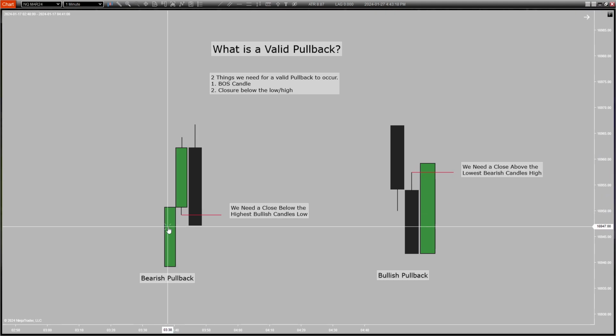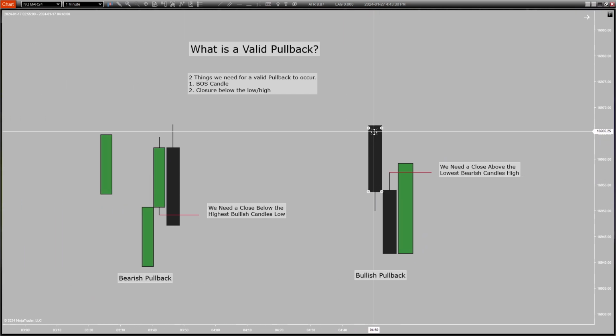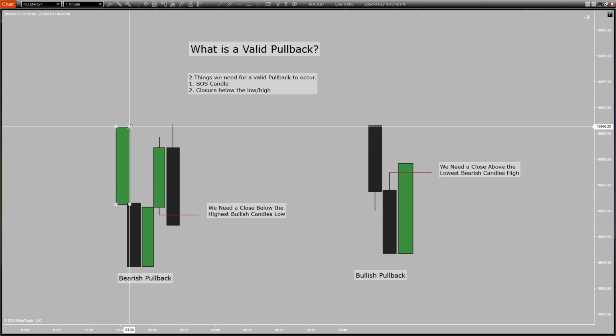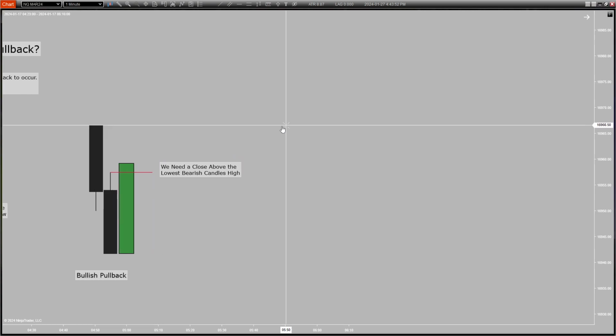For example, say there was a bullish candle somewhere to the left, over here, and a candle here that pushed it down, and this candle right here didn't close higher than this. So that's not a valid break of structure candle. There will be more examples that I'll show.